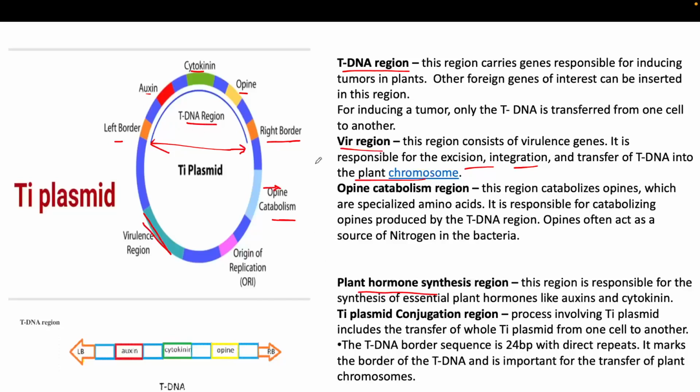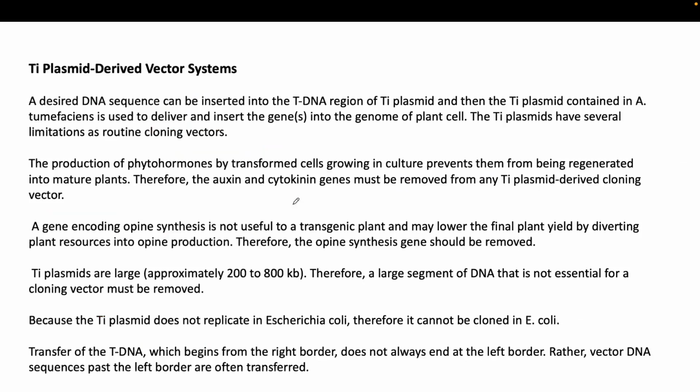Okay, so this is the structure of the Ti plasmid, which has three common regions. One is the T-DNA region, which harbors the target gene, okay, here. And the second one is the virulence gene, which is responsible for the excision, integration and transfer of this T-DNA region from one cell to another cell. And the third one is the opine catabolism, okay. Or, depending on what kind of opine it is producing, to metabolize those opines there is the opine metabolism region, okay.